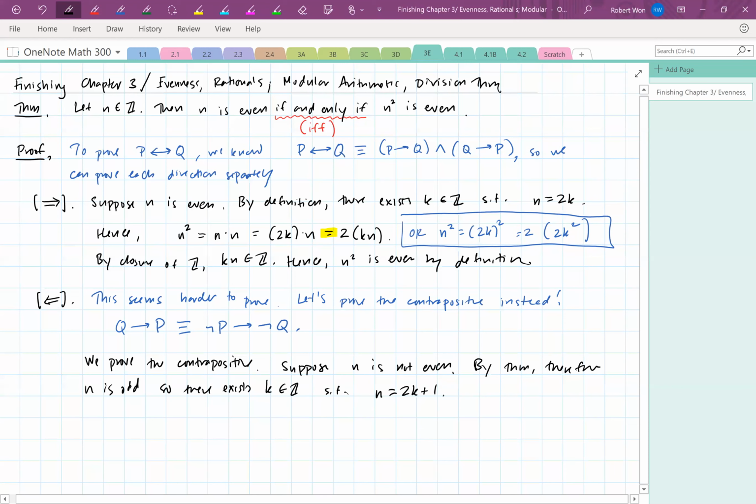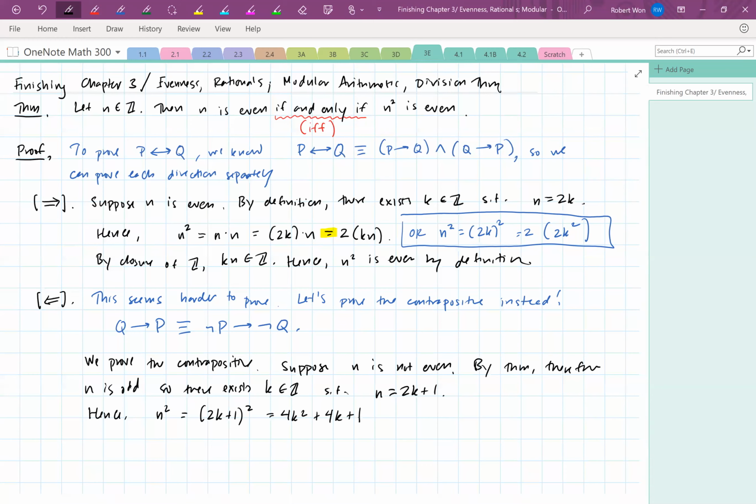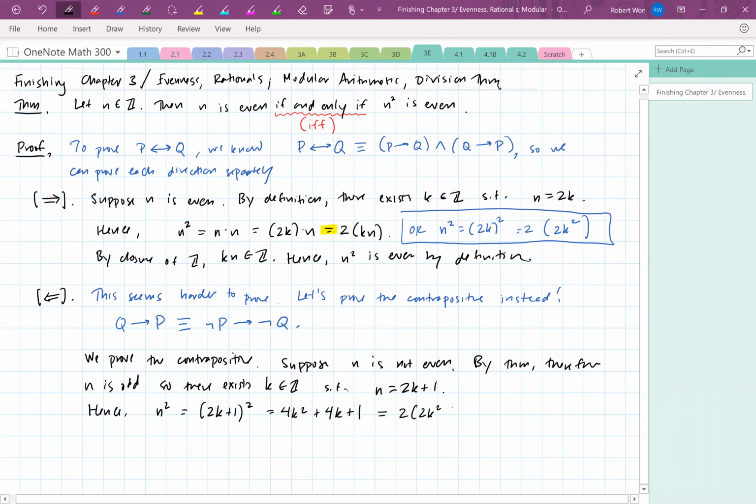And now we're again in a nice situation because this is something concrete to work with. Hence, n squared equals 2k plus 1 squared, which is 4k squared plus 4k plus 1. Again, you're allowed to do arithmetic like this without justifying every step, as long as it's correct. And this is 2 times (2k squared plus 2k) plus 1. So it's 2 times something plus 1. Does that mean it's odd? It means it's odd as long as that something is an integer. But that's true by closure of the integers. 2k squared plus 2k is an integer.